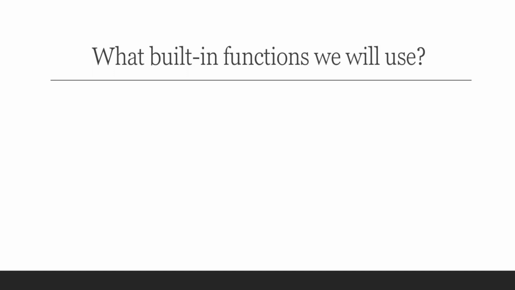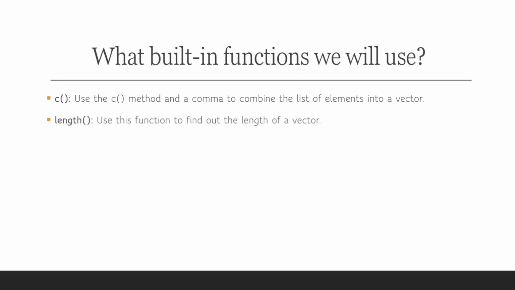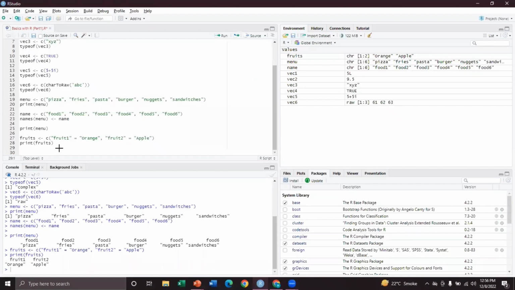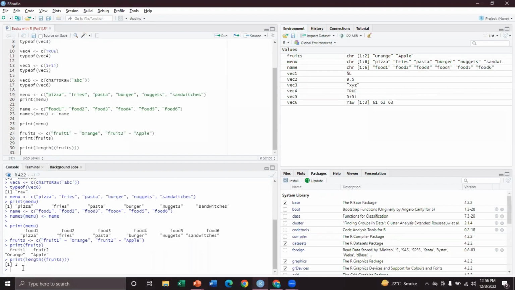Let's see what simple built-in functions we can use on vectors. First of all, we have seen how to use the combine function to make a list of elements in a vector. Now we have one more function, which is length. We can use this function to find out the length of a vector. Let's say I want to print out the length of the fruits vector and run it. I can see that the length is 2 as there are only 2 elements in the vector.